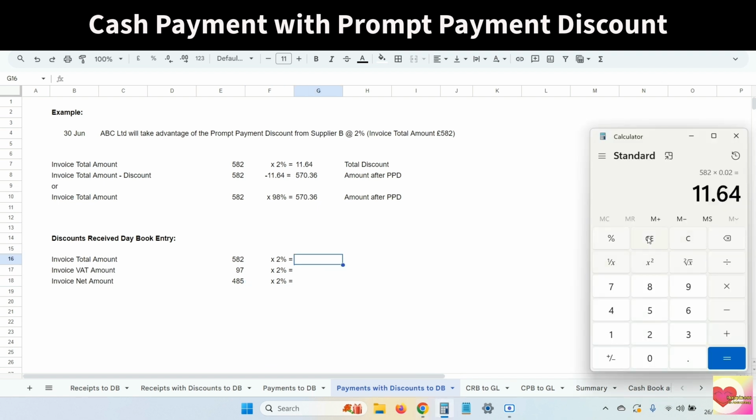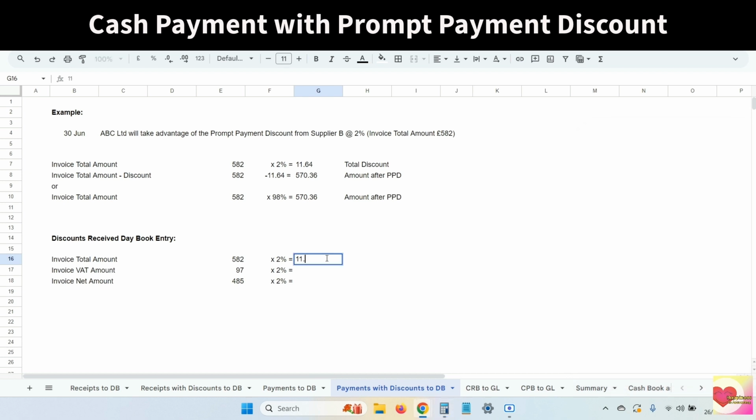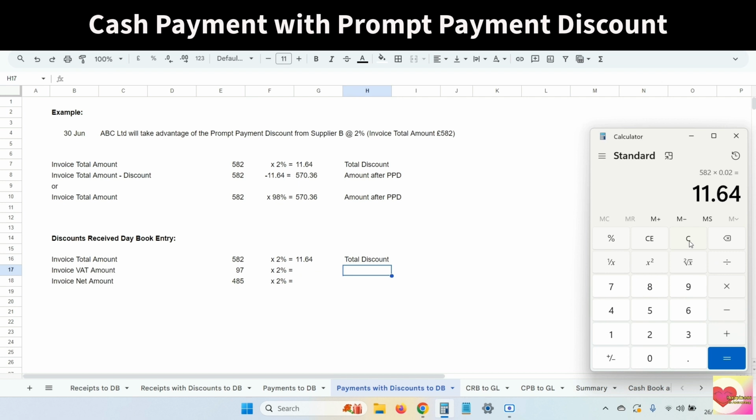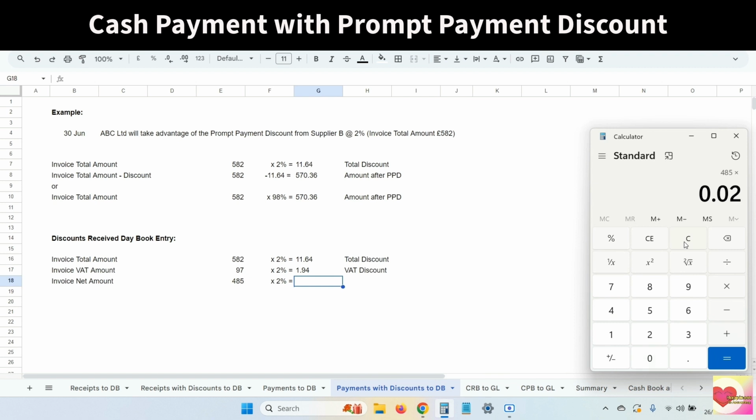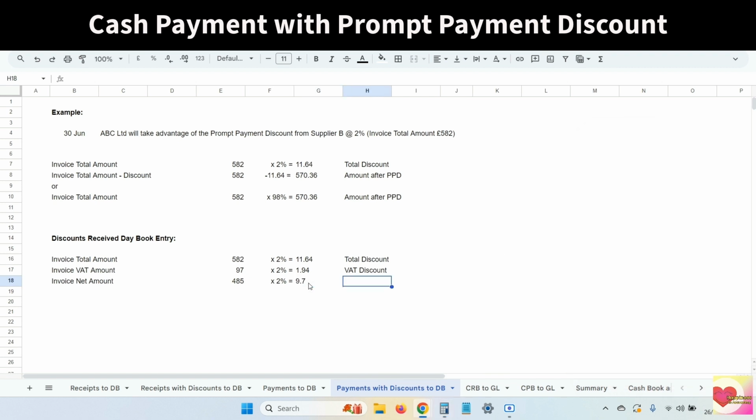582 times 2% or 0.02, and we got 11.64. It's the same amount that we got earlier, and this is our total discount. And then 97 times 2% or 0.02, and we got 1.94. So this is our VAT discount. And then 485 times 2% or 0.02, and we got 9.70, and this is our net discount. And these are the amounts that we are going to enter to our discounts received daybook.